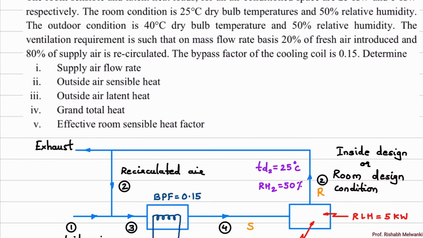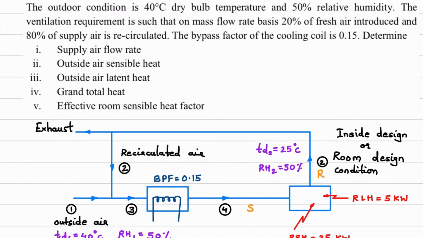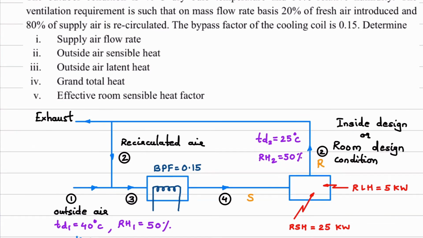The first question is the supply airflow rate. Here nothing is mentioned, so we will calculate the volume flow rate of supply air, that is at point 4. Mass flow rate has not been mentioned, so we will calculate the volume flow rate. How to find that? We have to apply an energy balance to this room. So energy in equals energy out. m dot dA4 into H4 plus RSH plus RLH equals m dot dA4, the same mass flow rate exiting, into H2. So I'll write down the energy balance.